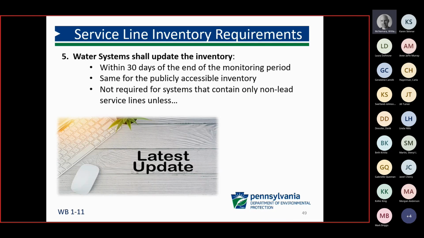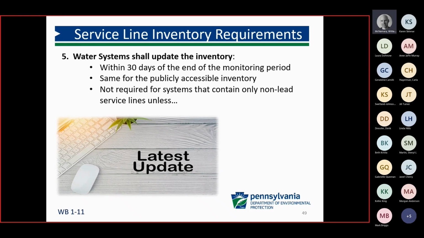Again, mentioning updates to the inventories. After the initial inventory is due on October 16th of 2024, it will be required to be updated on an annual basis. So as systems are replacing lead service lines and uncovering their unknowns, we will get updated information. This update is also required for the publicly accessible version of the inventory as well.